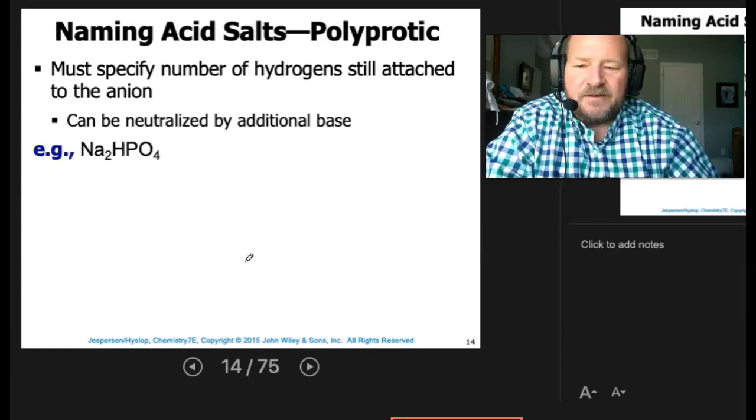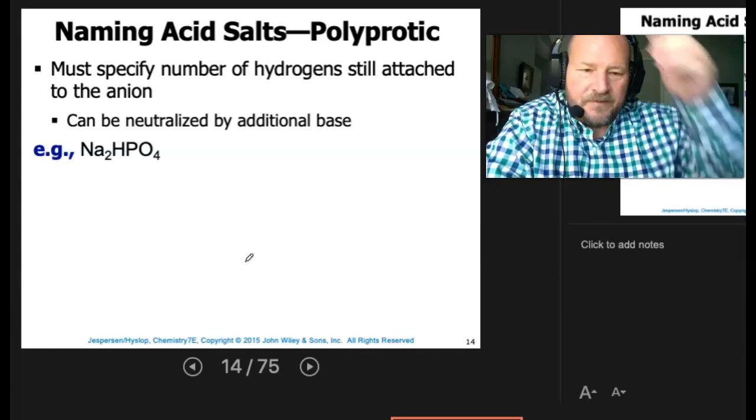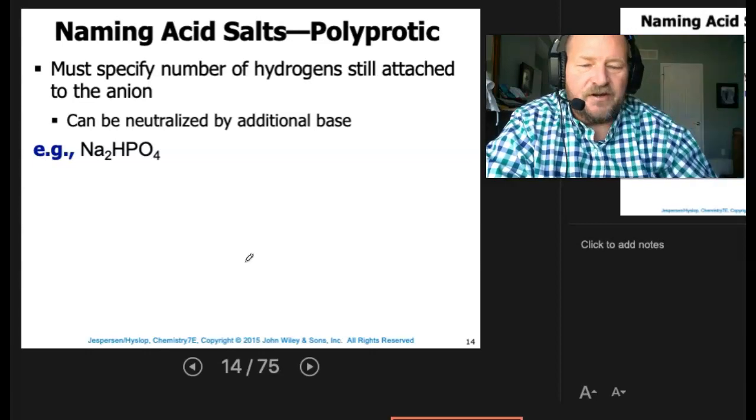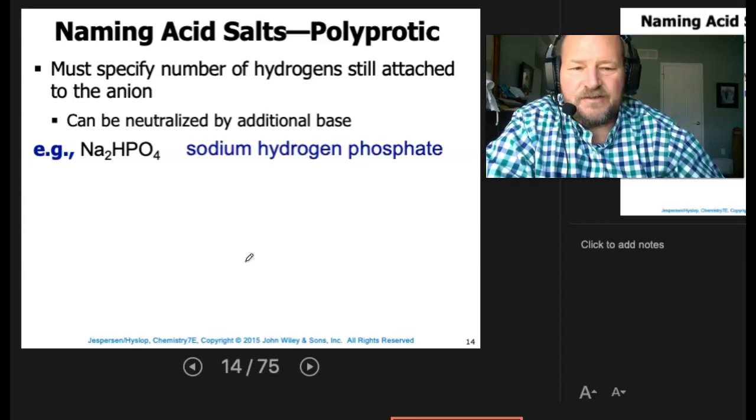So I can start with the acid salt, in this case Na2HPO4. Now remember, we removed 2 of the hydrogens off of the phosphoric acid. So to name that, we're going to call it sodium hydrogen phosphate. It's got 1 hydrogen on it. Sodium hydrogen phosphate. Now let's say I have 2 hydrogens on it.